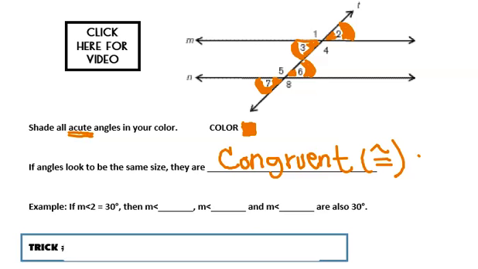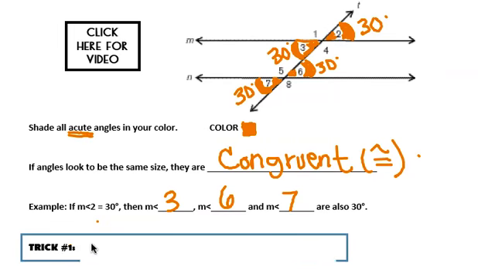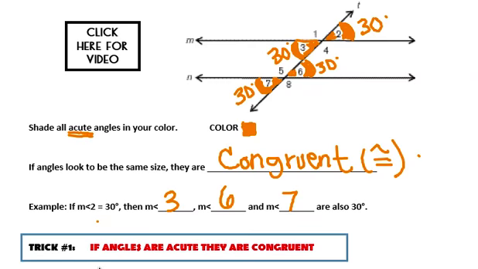So if I were to put a measure in those angles, like let's say angle 2 was 30, the cool thing that happens here is that all of the angles would then be 30. If you have one, you have them all. So if angle 2 was 30, that means angle 3 would also be 30, angle 6, and angle 7. They're all 30. So the trick here, which goes in this box, is that if angles are acute, then they are all congruent. I'm going to erase the board. You guys can pause here if you need to get the notes before I erase it.